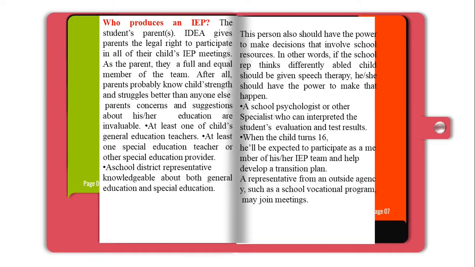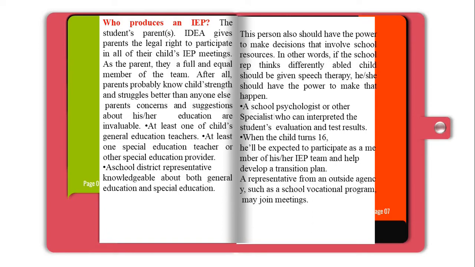At least one of the child's general education teachers, and at least one special education teacher or other special education provider. A school district representative knowledgeable about both general education and special education. So in the production of the IEP plan, the most important role is played by the parents of the individual, along with special educators, special teachers, school authorities and the team in charge.